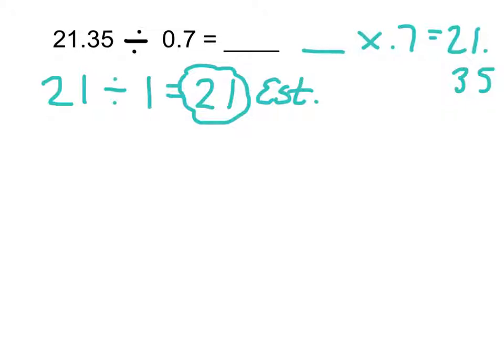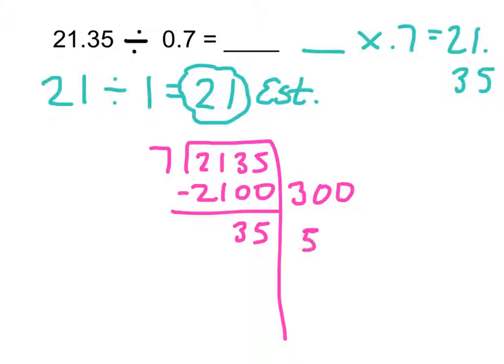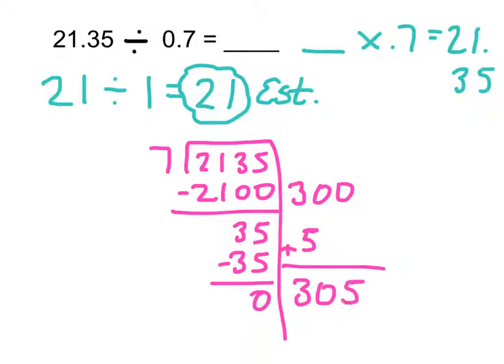And this is a bigger number when I take away the decimal point. So I'm going to have 7, and I'm going to be putting that into 2,135. So I'm going to make a big jump here. I know that 300 groups of 7 is 2,100. So I can subtract that. I'm left with 35, and that's 5 more groups. So in total here, when I add these up, I get 305.